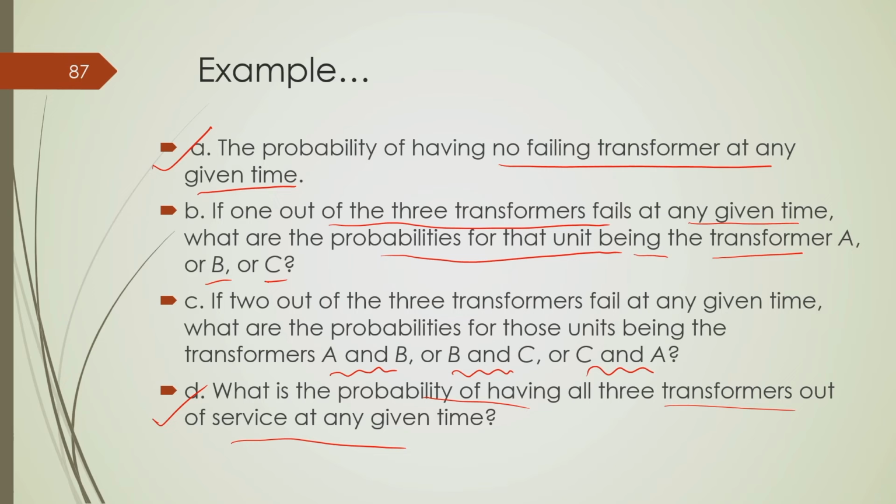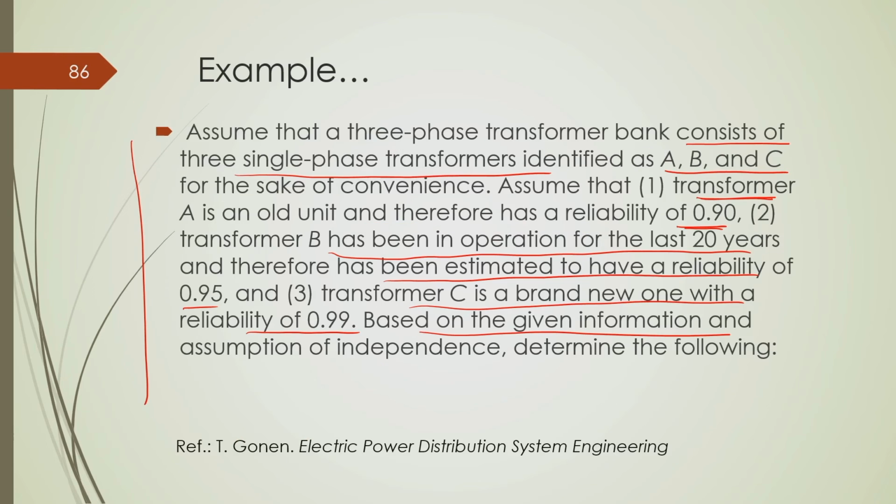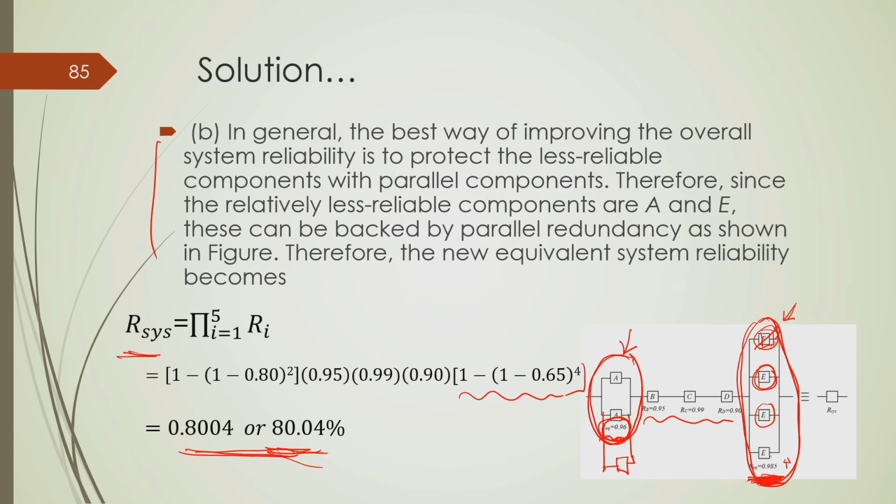So, we know that individual reliability level of transformer A, R_A, is equal to 0.9, transformer B, R_B, is equal to 0.95 and transformer C, R_C, is equal to 0.99. This is something which is given to us.